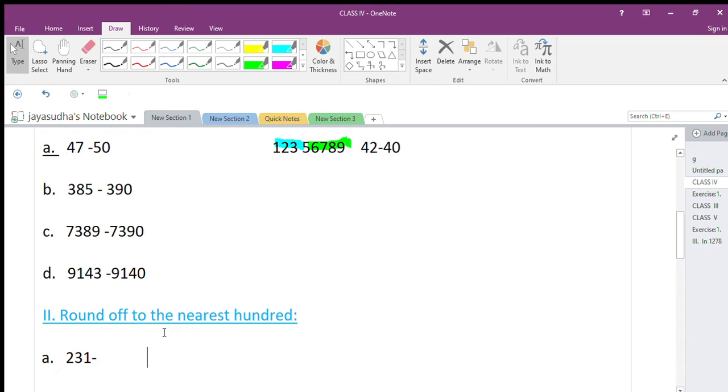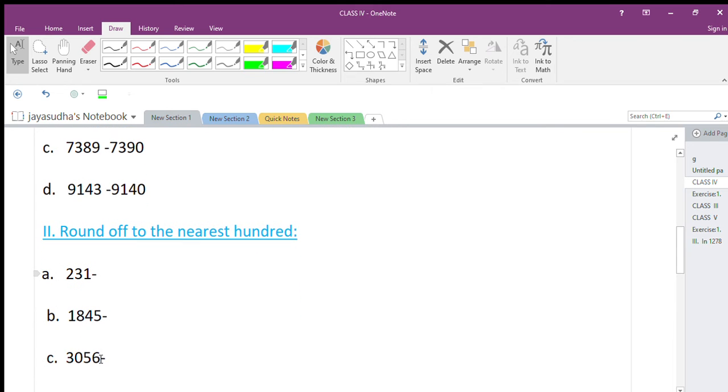Here, round off to the nearest 100. What is that? Nearest 100. Listen, nearest 100 means look at the tens place. Here the hundreds digit is 2. The tens place is what? 3. Below 5. So you write the hundreds place as it is, and the rest, the tens place and ones place, are 0. Are you okay? Now move on to the next sum.